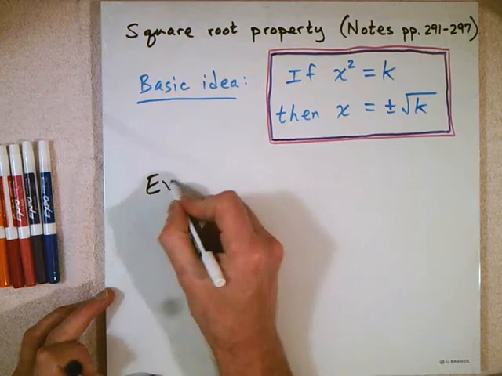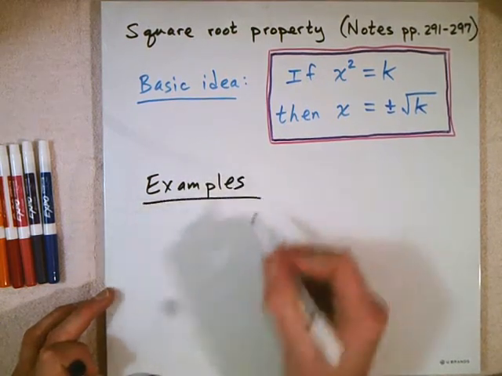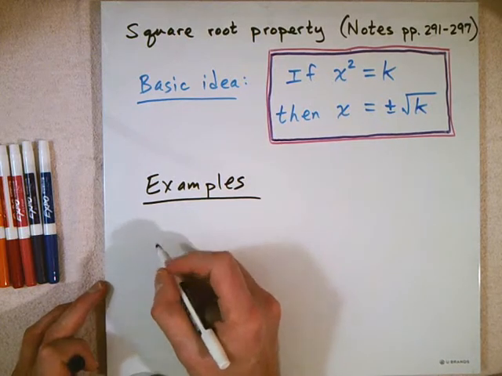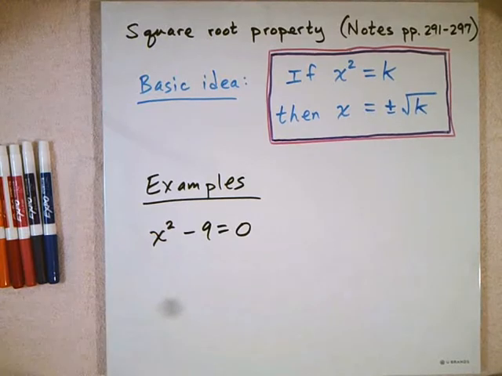And I won't do all the examples I have in the notes just because it'd take forever to do that. But we can cover a few. Let's start with the first one here. x squared minus 9 equals 0. Now, you could easily solve this equation by factoring.